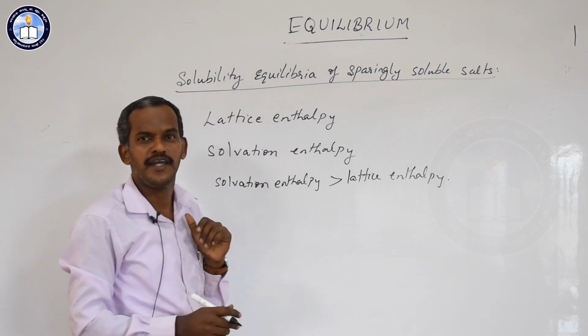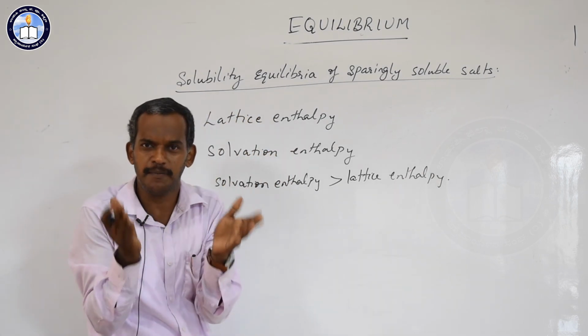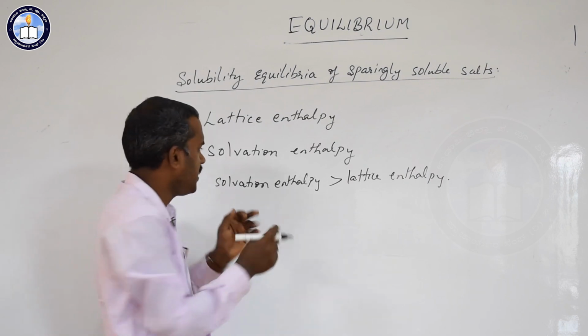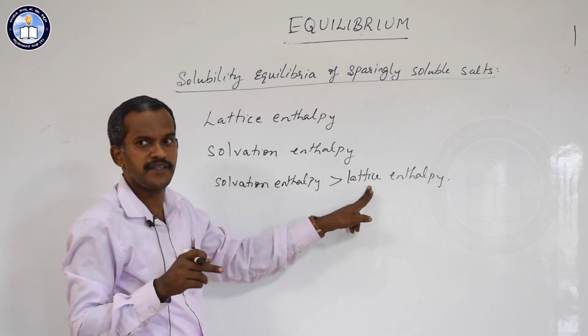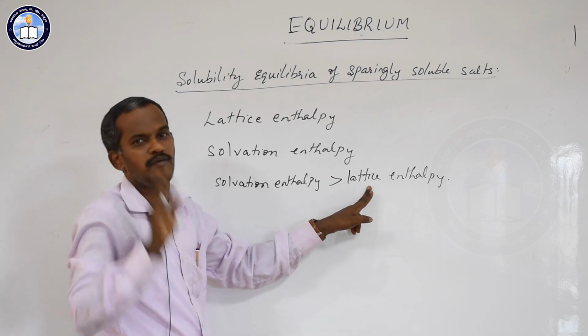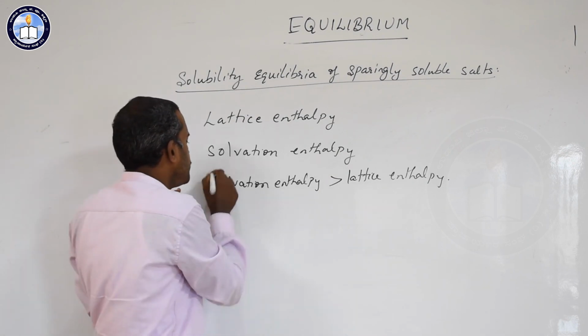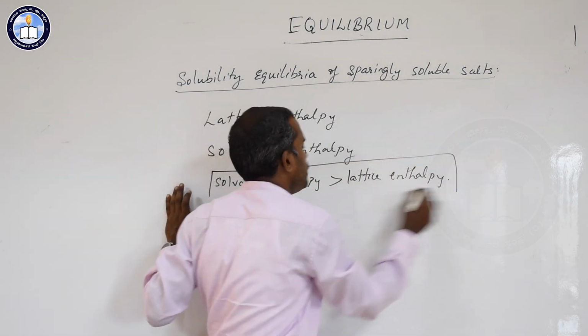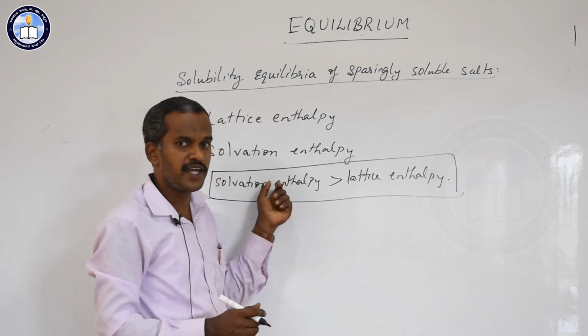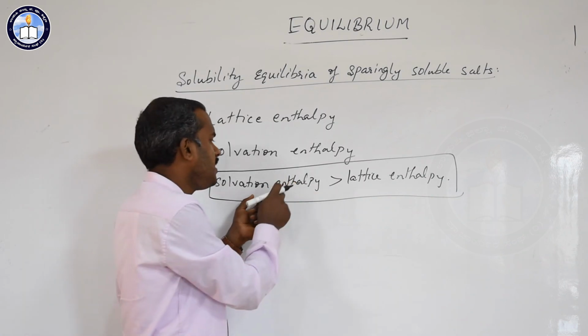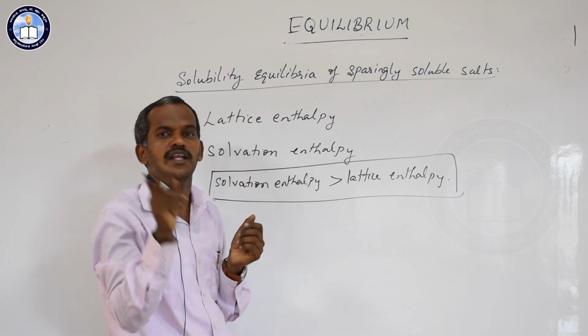Did you understand? When you compare these two enthalpy values, whenever solvation enthalpy is greater than lattice enthalpy, then that solid will dissolve. So when the solvation enthalpy is more than the lattice enthalpy for the given solute and a solvent, then automatically the salt will dissolve.